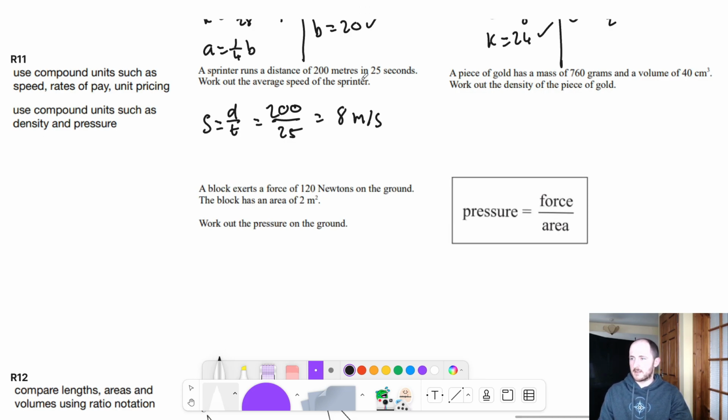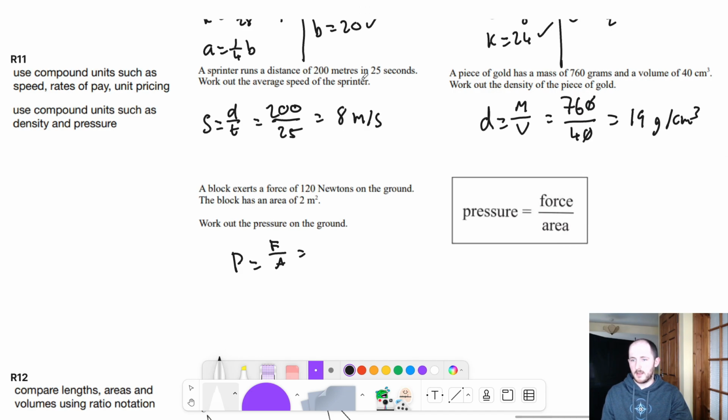A piece of gold has a mass of 760 grams and a volume of 40. Well, density is just equal to mass over volume. So you have 760 over 40. Cross out the zeros. Half that is 38. Half again is 19 grams per cubic centimetre. And pressure is just equal to force over area. It actually tells you that one. 120 over 2 is 60. You can call it pascals, or you can call it newtons per square metre.